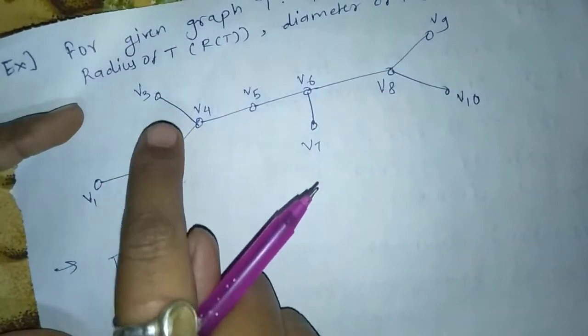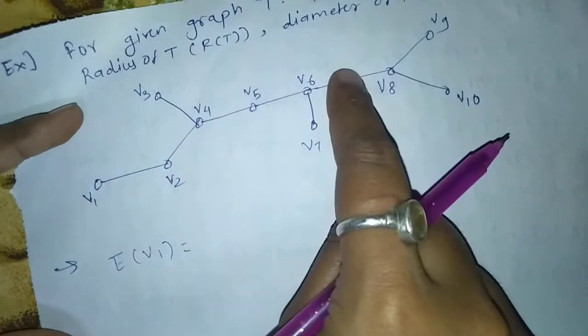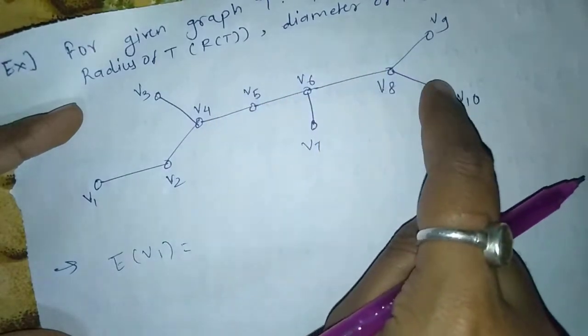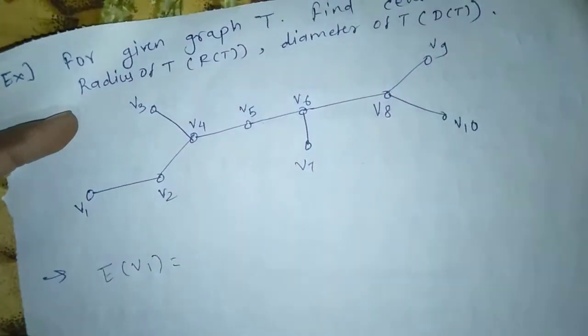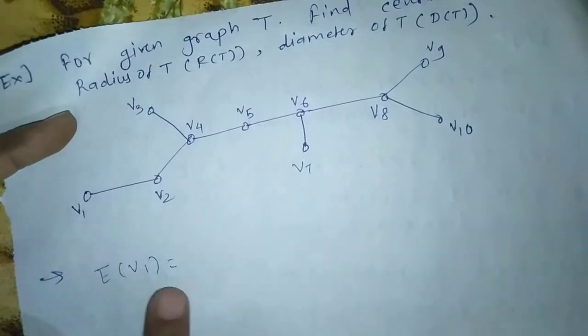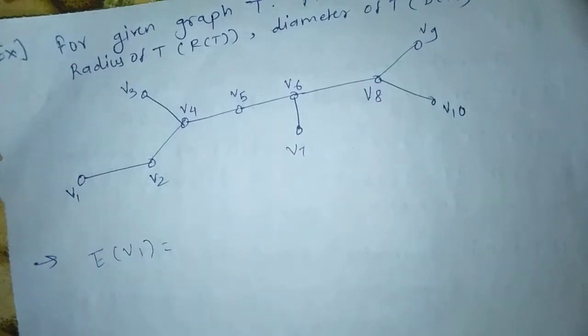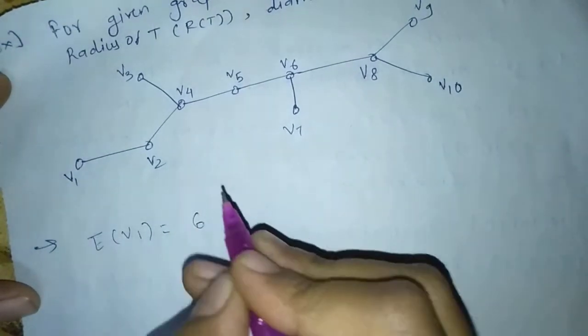So 1 2 3, 1 2 3 4 5 6, 1 2 3 4 5, 1 2 3 4 5 6, 1 2 3 4 5 6. So maximum distance, the eccentricity of V1 to the remaining vertices, so eccentricity of V1 is equal to 6.